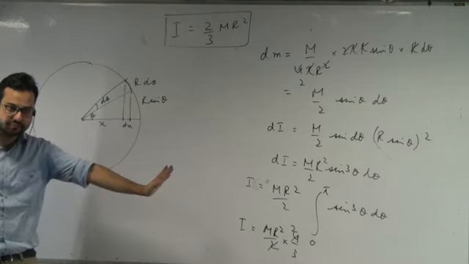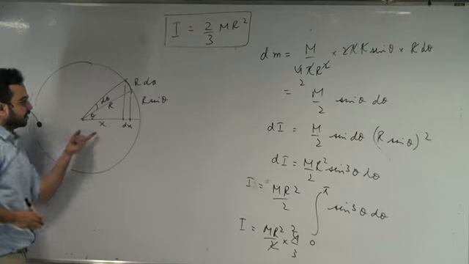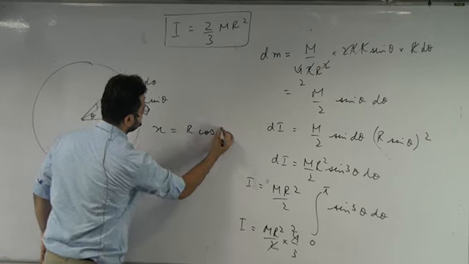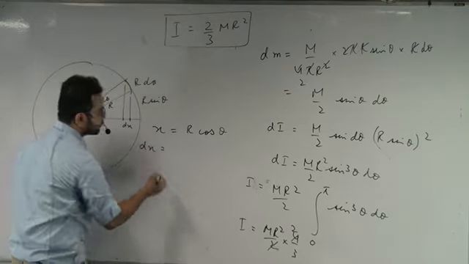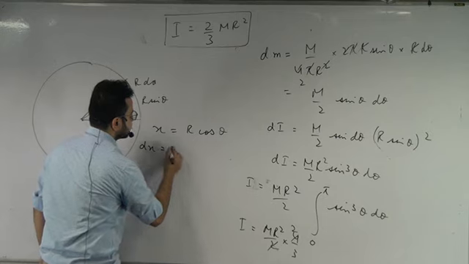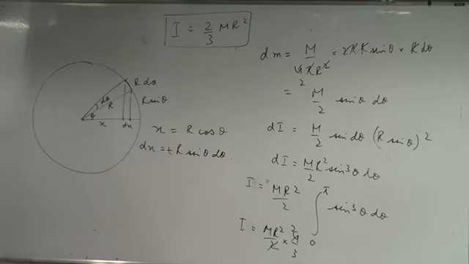Okay, so I'll tell you the relationship. This angle is theta, and this distance is r. So what is x? x is r cos theta. That's the first thing. Second, to find dx, we differentiate it. So dx is equal to minus r sin theta d theta. Is that correct? Any problem?